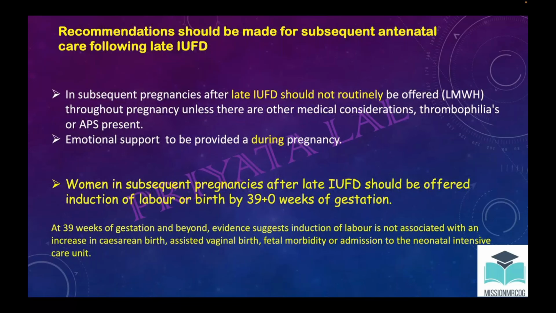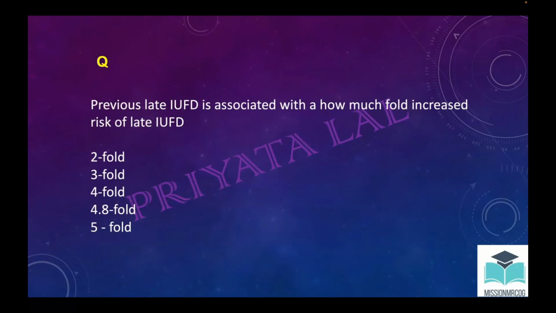Okay. So there are a couple of changes in the new guideline. Now, previous IUFD is there. How much fold increase in the risk of late IUFD? Any rough guess? 2 to 3 fold. It is 4.8 fold. Okay.